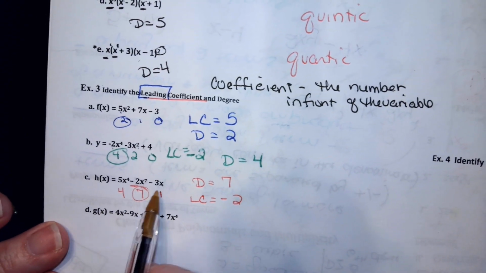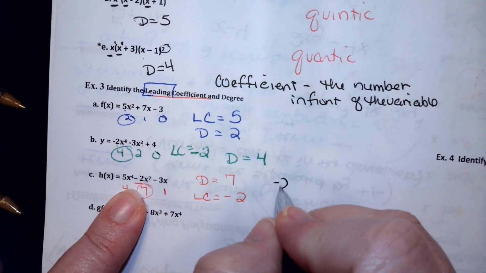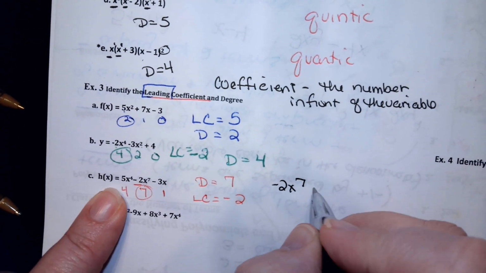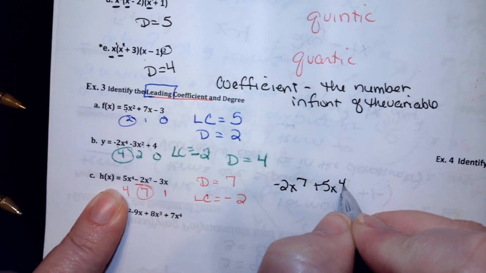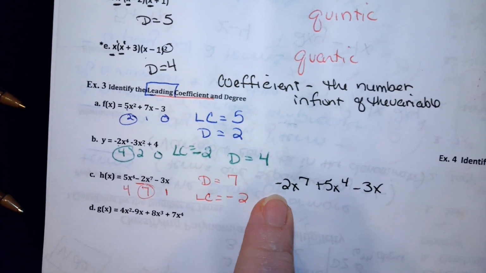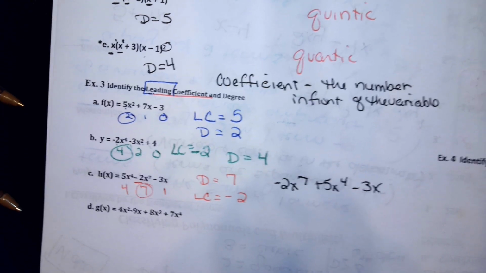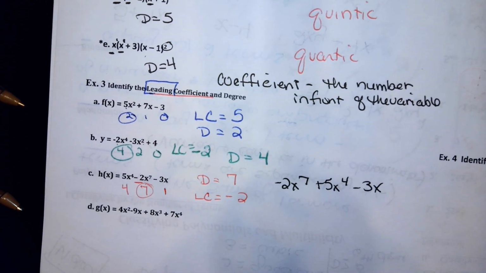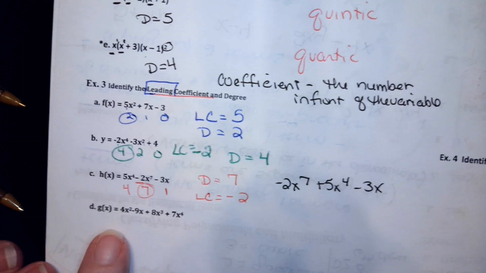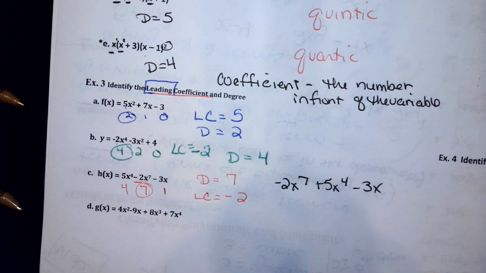Because this is not in standard form, if we put it in standard form, we would have negative 2x to the 7th plus 5x to the 4th minus 3x. So the negative 2 would be the leading coefficient. It would be the coefficient in front if it was in standard form. All right, take about 20 seconds and pick out the leading coefficient for D as well as the degree.